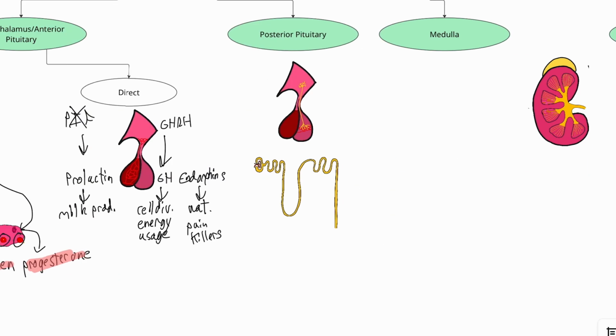Now let's look at the posterior pituitary gland. This one is much different because what we have here are neurons that start in the hypothalamus, travel all the way down, and then end in that posterior pituitary gland. The terminals of those neurons release hormones into a capillary, and then that capillary takes those hormones to their target.